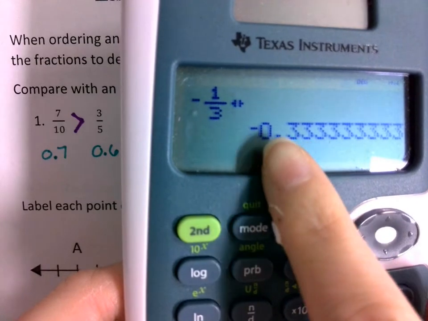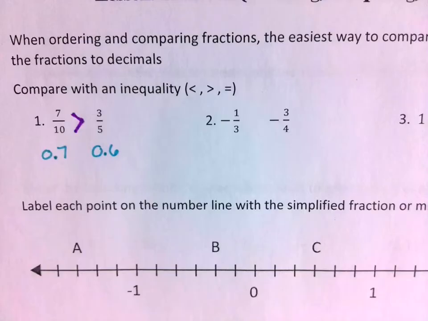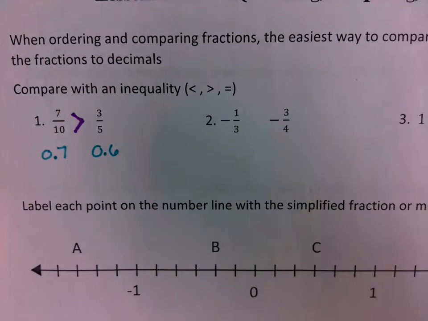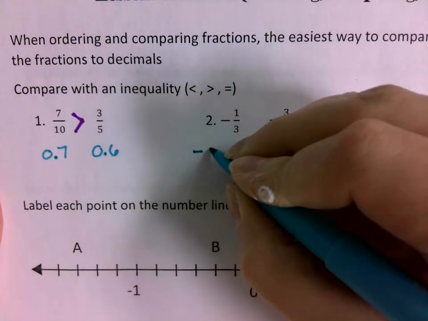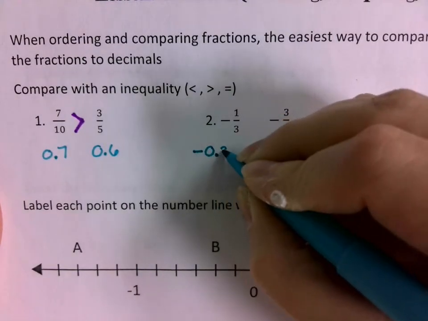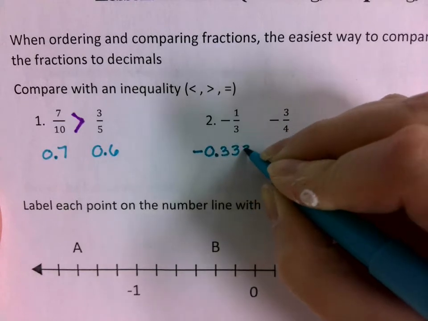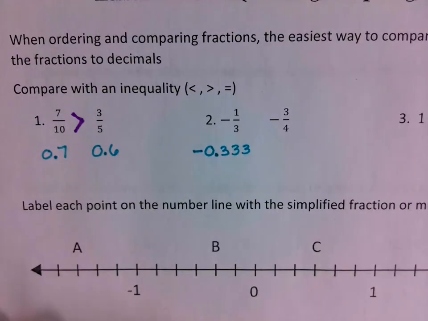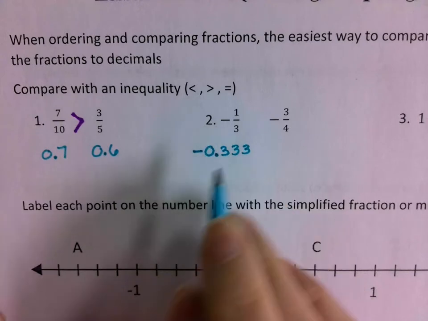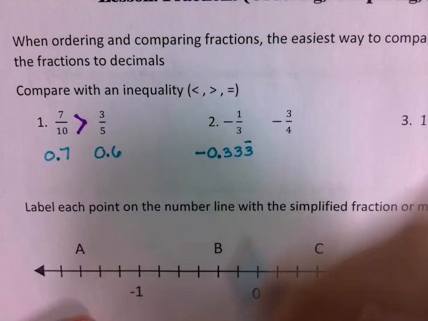It's all those threes. It means it's repeating. So we're going to write down negative 0.333. I'm just going to write to the thousandth place value. I'm estimating. I'll put my little bar at the top because I know it's going to keep repeating. That's called bar notation.